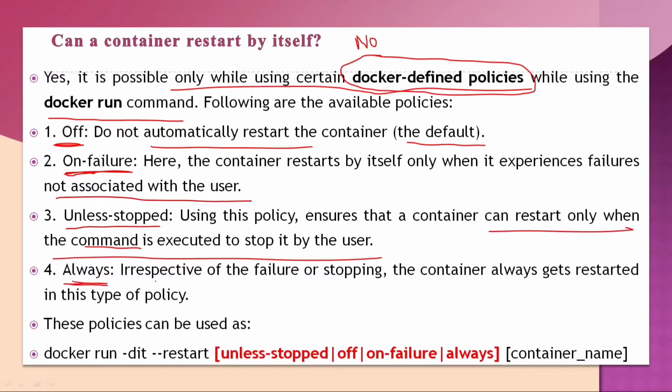Then one more policy is always. Irrespective of failure or stopping, the container always gets restarted with this policy. The policies can be used along with the docker run command like this: docker run -dit --restart, then specify any one policy out of these, either unless-stopped, no, on-failure or always, followed by the container name. Depending upon this policy, your container will be restarted. But by default, it is no.